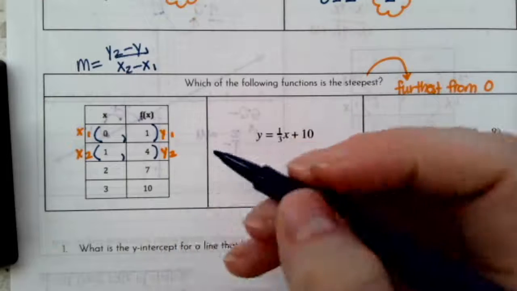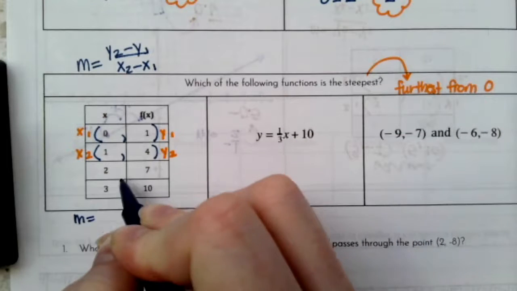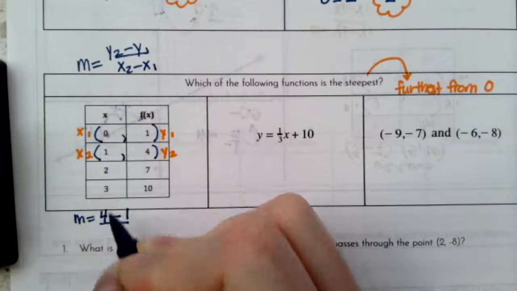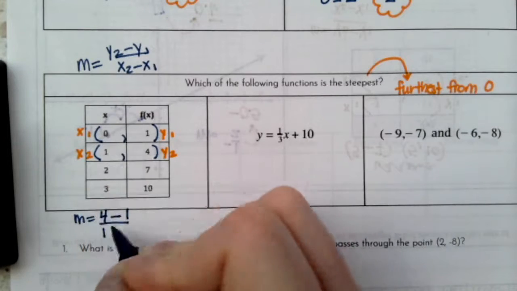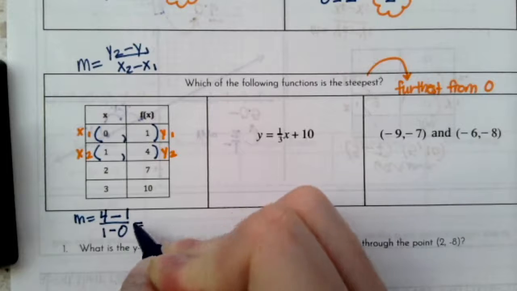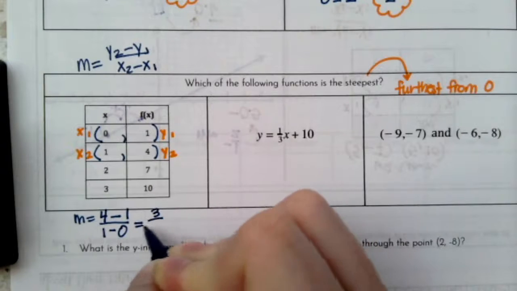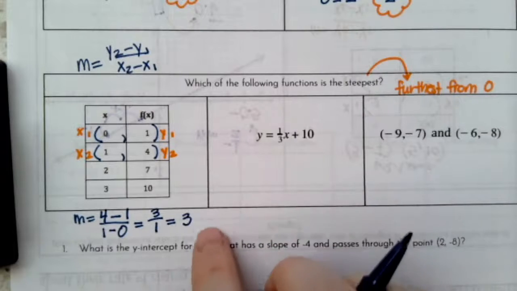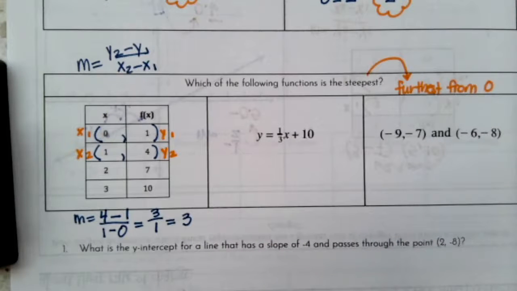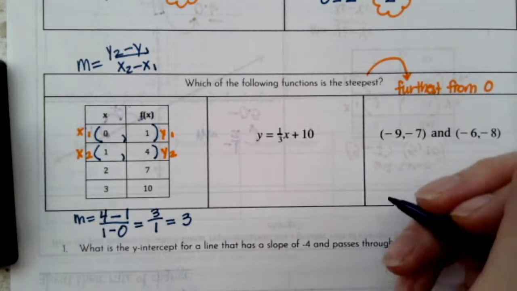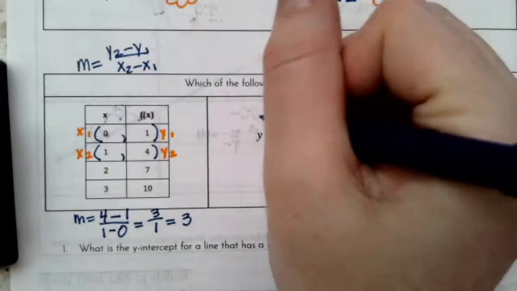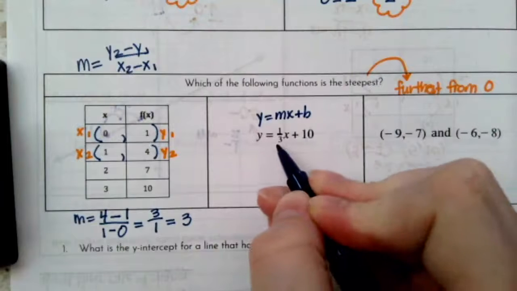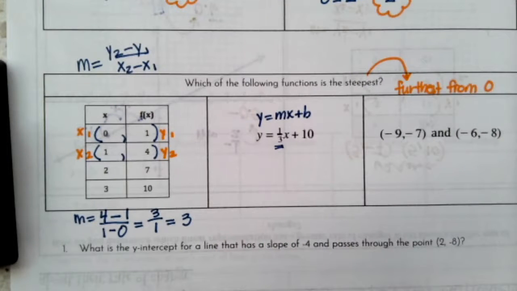And so when I plug these into the formula, I get 4 minus 1 over 1 minus 0. 4 minus 1 gives me 3, and 1 minus 0 is 1. 3 over 1 is just 3. So I have my first slope for that first representation. If we have an equation in y equals mx plus b, our slope is our m, and so this slope is 1/3.